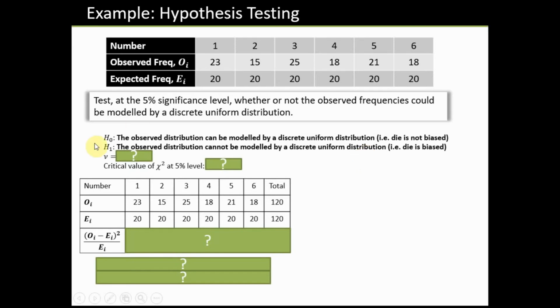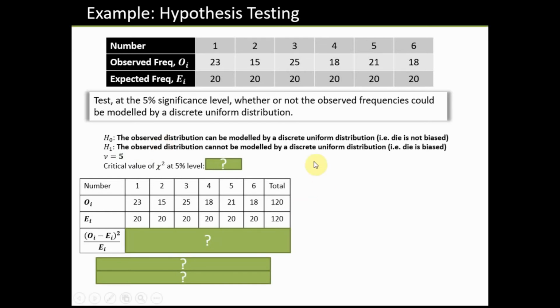Okay. So, nu, the degrees of freedom. Well, the degrees of freedom is the number of observed values that can vary. So we know that there were 120 rolls altogether. Hopefully you're happy that once these 5 observed frequencies are known, this one would be set in stone, because they've got to add up to 120 altogether. Hence there are only 5 that can vary. So it's basically the number of columns, which is 6, minus 1 that can't vary. So the degrees of freedom would be 5.